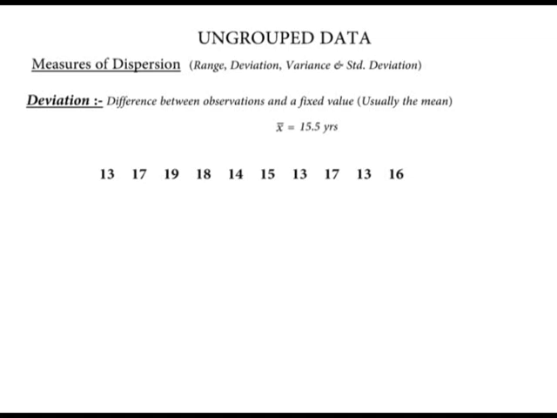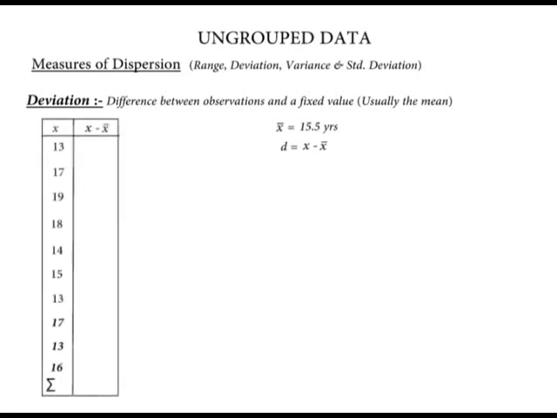Deviation will be calculated as x minus x bar. We can find the deviation of each data from this mean. So let's rewrite our values in column form. X are the observations, and then we have x minus x bar. Recall that x bar is the mean. So 13 minus 15.5 is minus 2.5. 17 minus 15.5 is 1.5. 19 minus 15.5 is 3.5, all the way down.